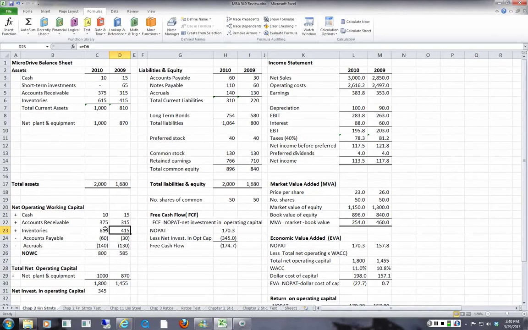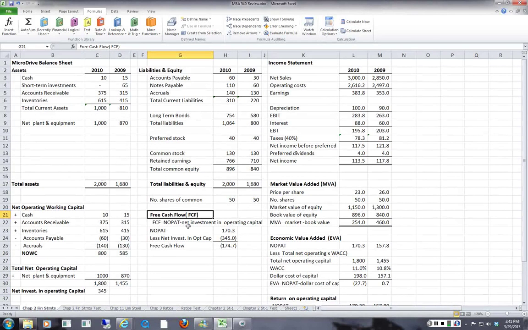And to that we add this net plant and equipment of $1,000 in 2010 and $870 in 2009. So we come up with a total net operating capital of $1,800 in 2010 and $1,455 in 2009, and that's an increase of $345. Now that increase in assets has to be financed, and we're going to talk about next how it gets financed, and that's through free cash flow.